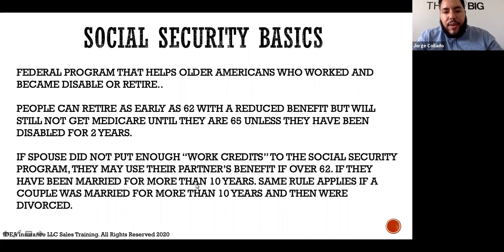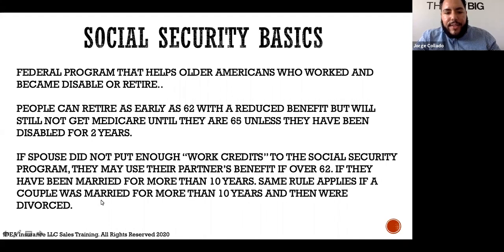So if you speak to somebody that maybe didn't have their work credits, but they were married for more than 10 years to somebody that did apply to the system, hey, that person is entitled to use the spouse benefit to apply for Social Security and Medicare.